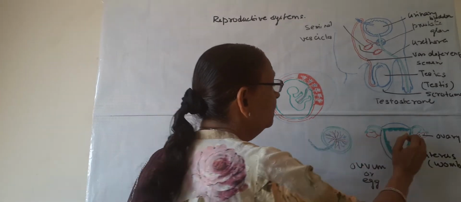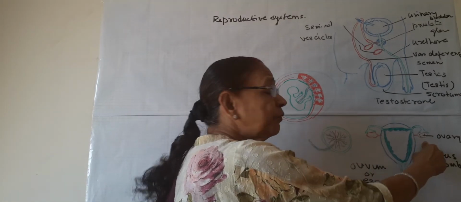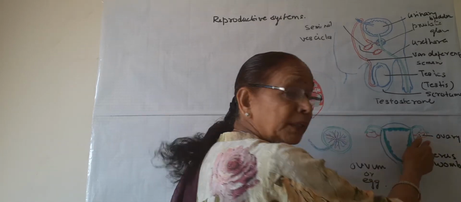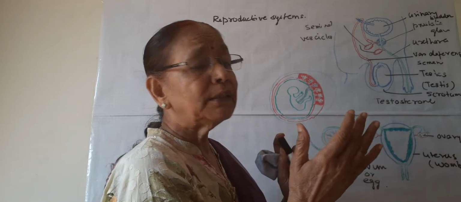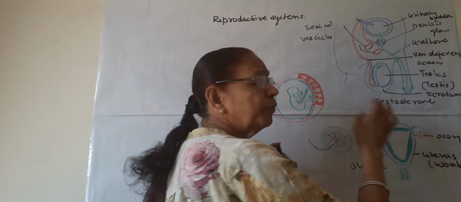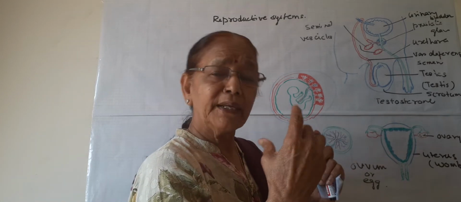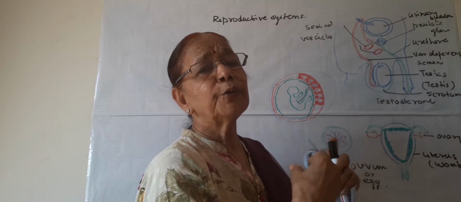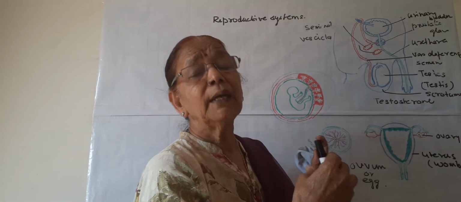So each month, alternatively, one month this side of ovary, the next month the other ovary. So alternatively, each month one ovary matures a single ovum. It is present inside the follicle. Some time is there due to, and many hormones are used to mature the egg.